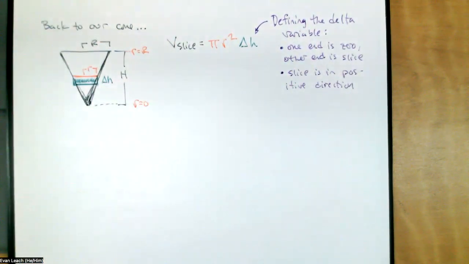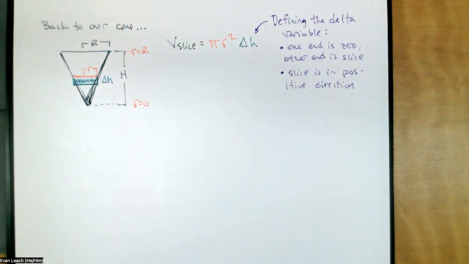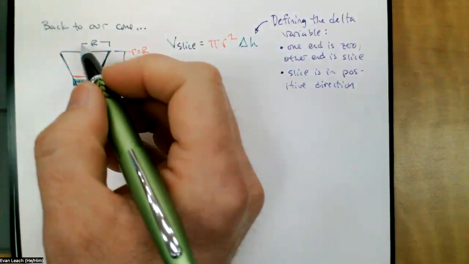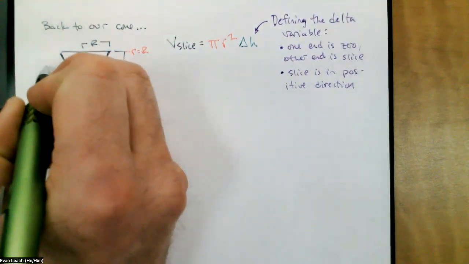So remember, when defining the delta variable, one end is 0, the other end is the slice, and the slice will be in the positive direction. Yesterday, we put 0 at the tip of the cone. We got nice similar triangles, and everything was pretty cool. Worked out pretty easy. Today, we want to do it differently. We're going to put H somewhere else, because we have an uncountable infinity of places we could put H. In this case, there's only 2 that make sense. I want to define H to be the distance from the top of the cone down to the slice. I want to put H here.